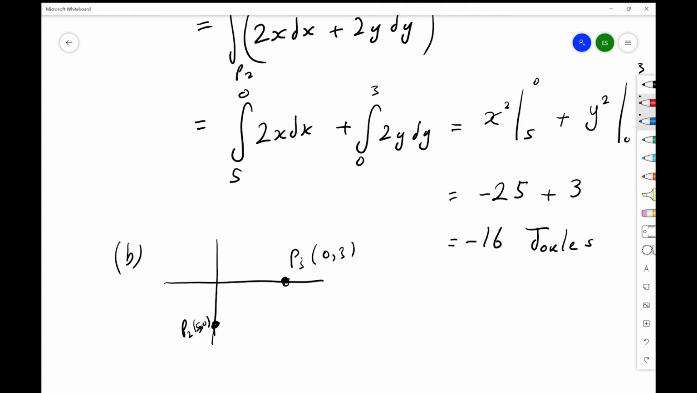But now my path is as follows. I'm hitting the origin first, and then I'm coming here. This is my path now. So I'm hitting P1, 0, 0. What would the integral be in this case?